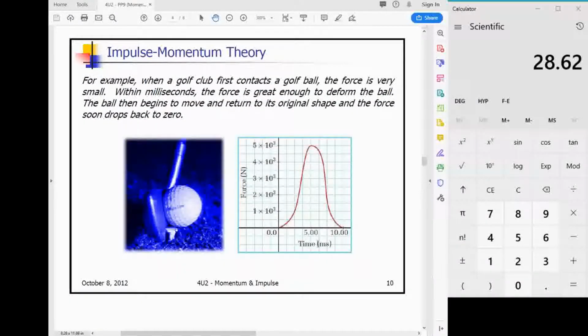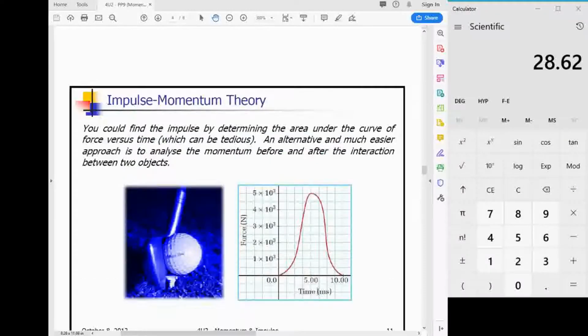So those milliseconds of contact of the golf club on the golf ball are going to cause a force great enough to increase the momentum of the golf ball. Before the hit, the golf ball had a momentum of 0 because its velocity was 0. After the hit, it will have a non-zero momentum. The change in momentum that it experienced can be considered its impulse, experienced over that short 10 millisecond period of time.